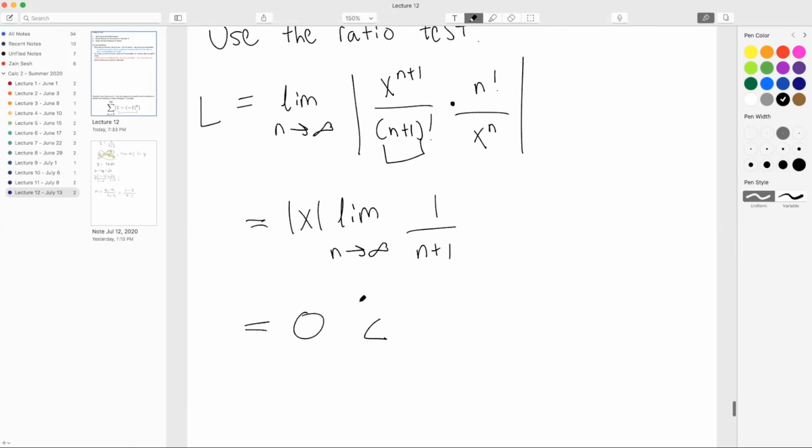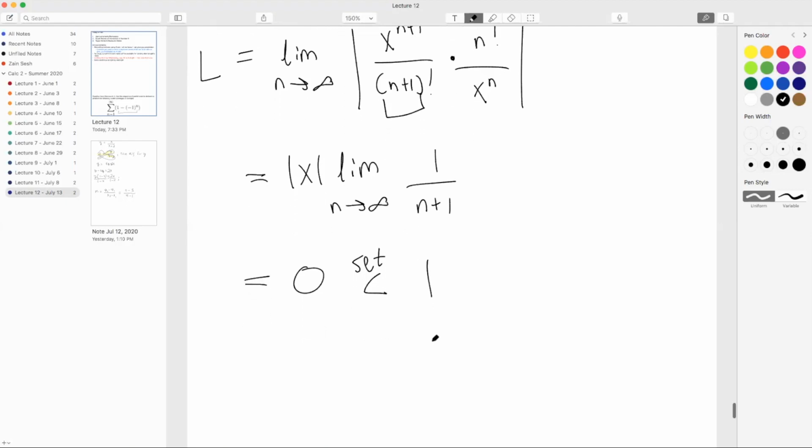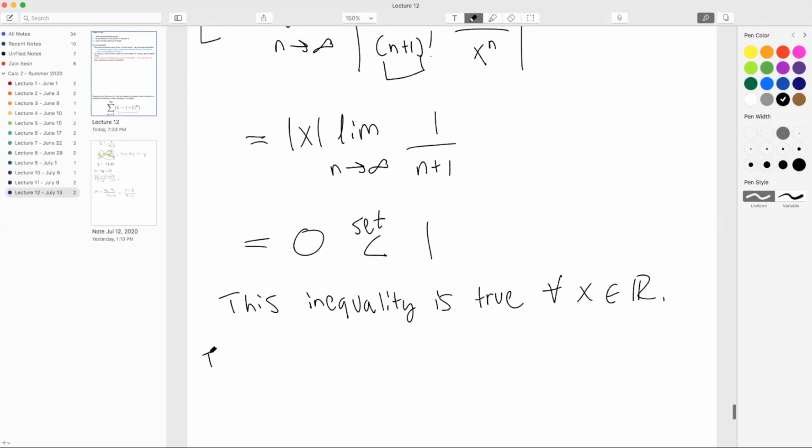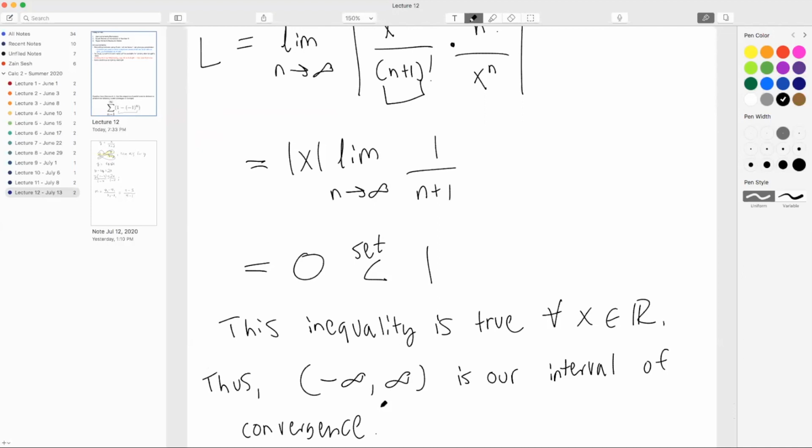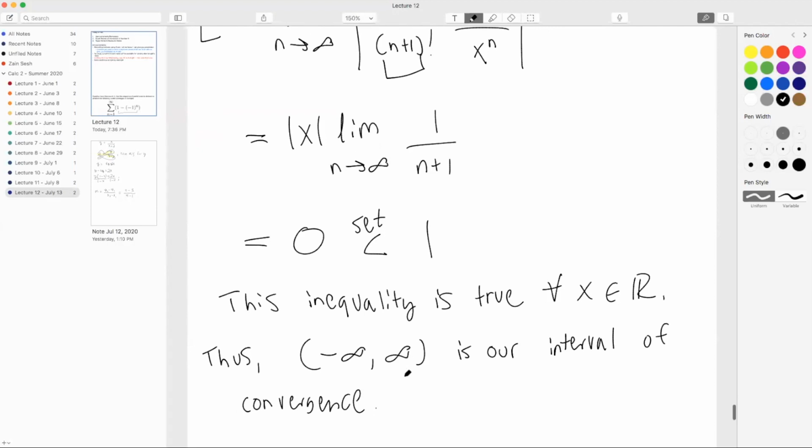And now we set this to be less than 1. This inequality is true, so we actually did this last class. This inequality is true for all x in the real numbers. So our interval of convergence is minus infinity to infinity. Good, so we got that sorted out. At least we know that our Taylor series actually converges everywhere on the real line. So it converges, we just don't know what it converges to. But we will now show that it actually converges to e to the x. It actually converges to the correct thing.